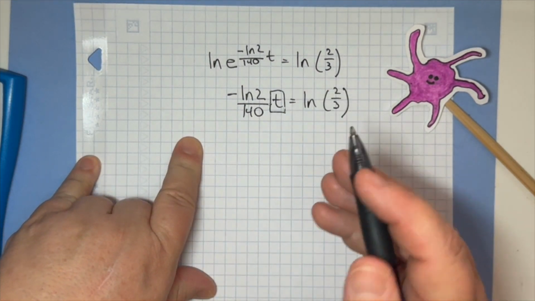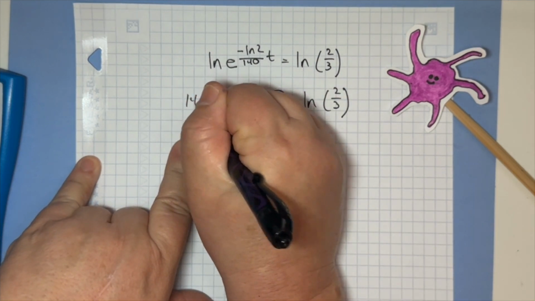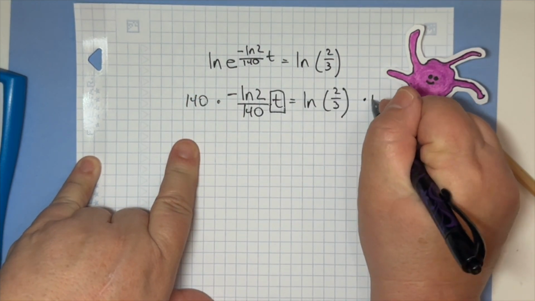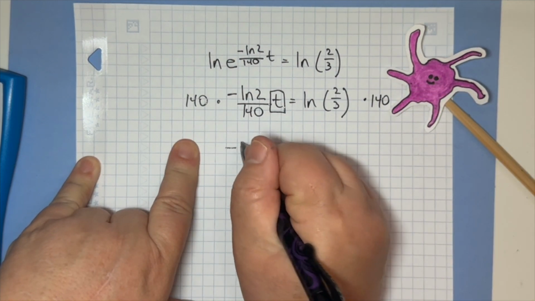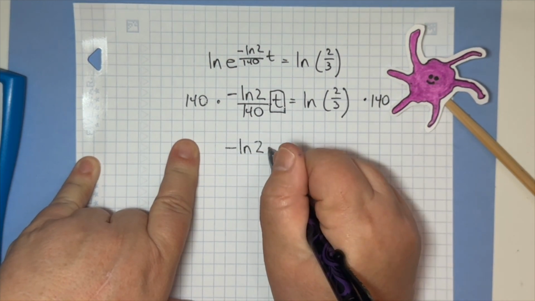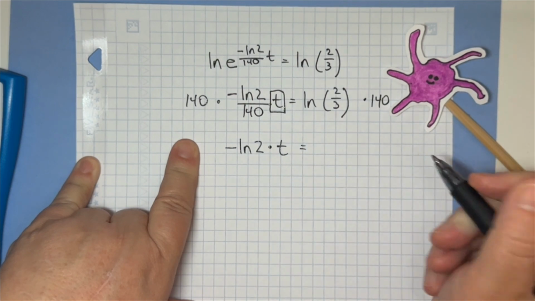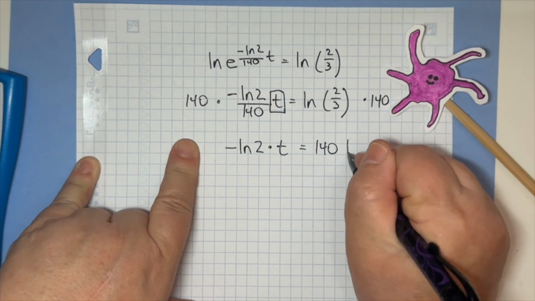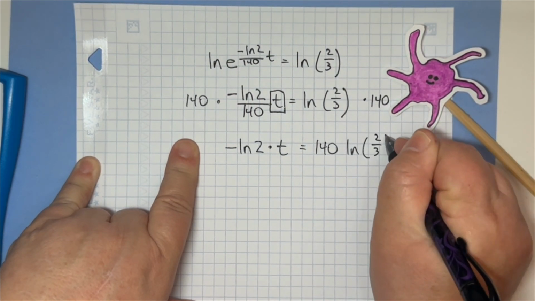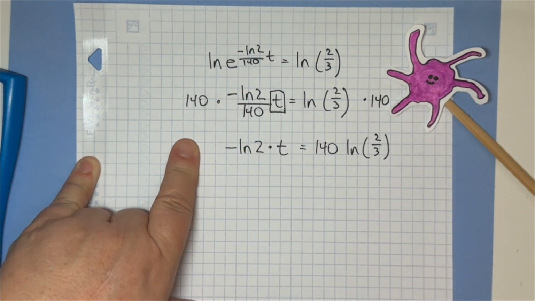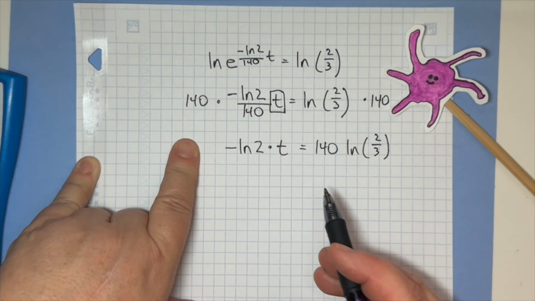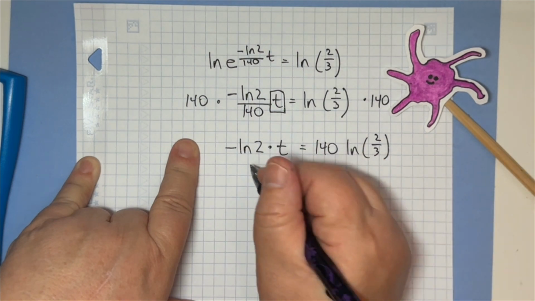So I'm going to multiply both sides by 140 so that I get the opposite of natural log of 2 times t equals 140 times the natural log of 2/3. So I got that 140 out of the denominator. And then I'm going to divide both sides by the opposite of natural log of 2.